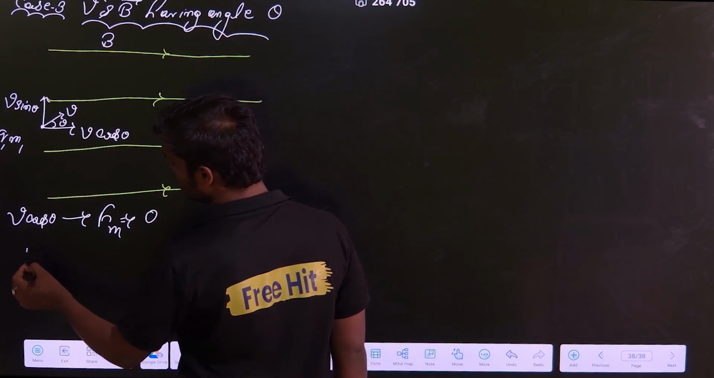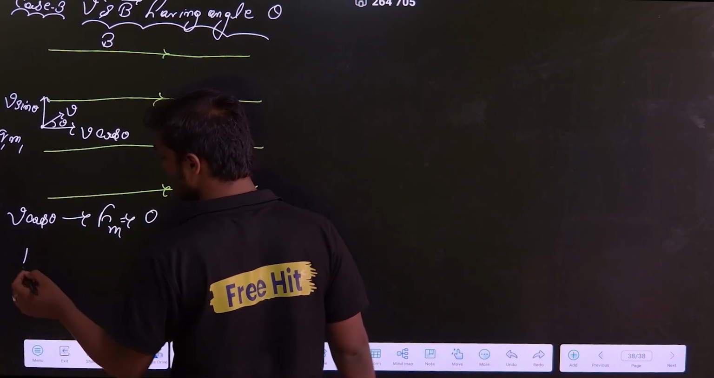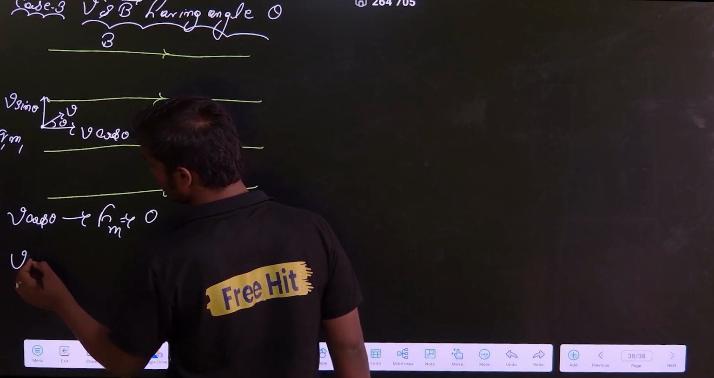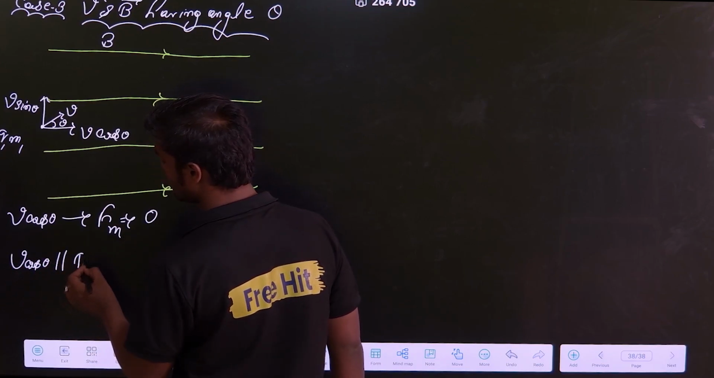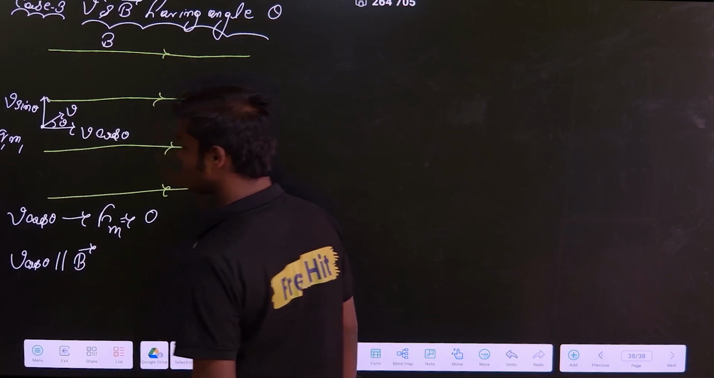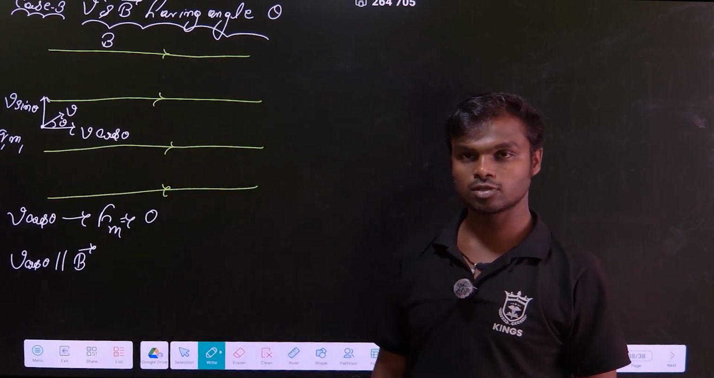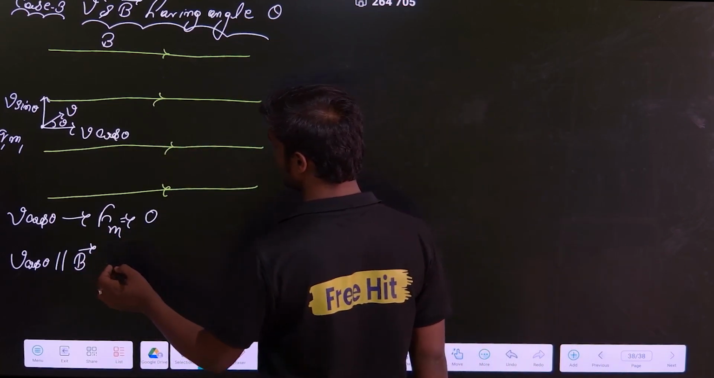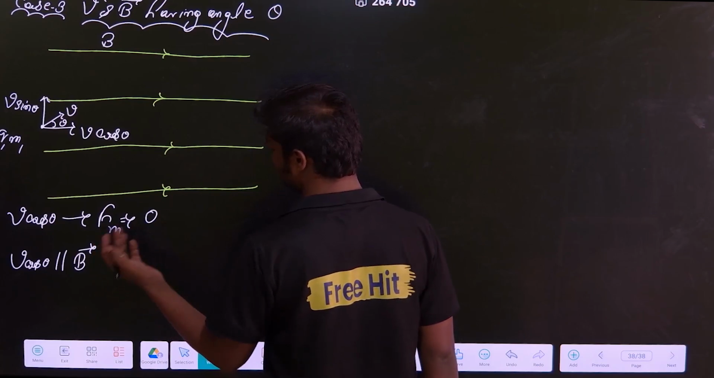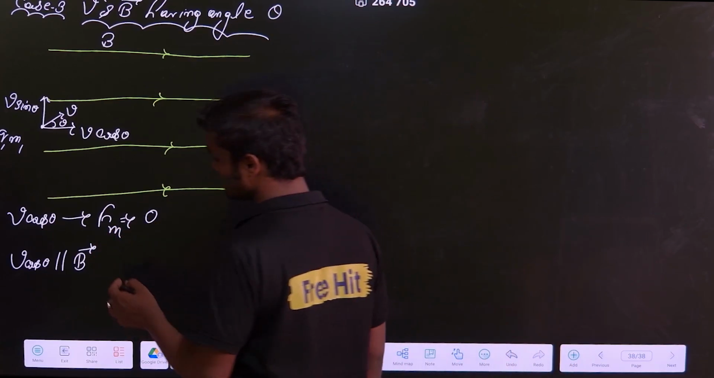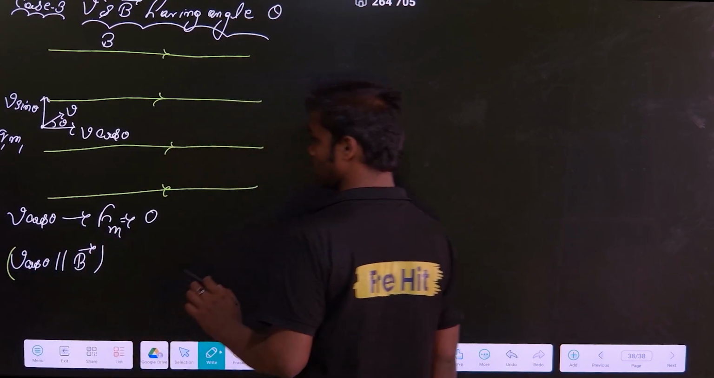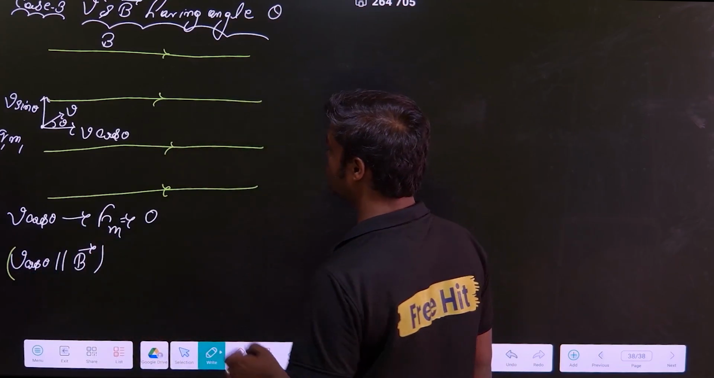Why? Because if you see, the v cos theta is parallel to what? The magnetic field. And I have told you, whenever any velocity is parallel or anti-parallel to the magnetic field, the force will be 0 and the path will be a straight line. Okay, the path will be a straight line. That is what it tells us.